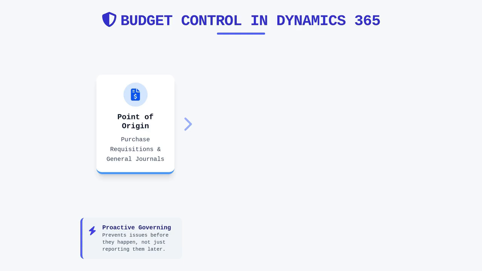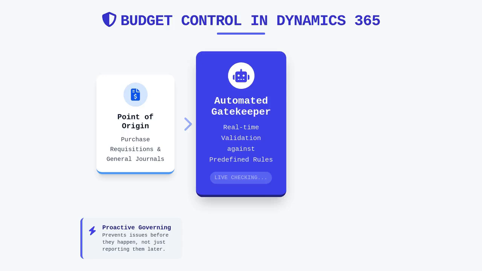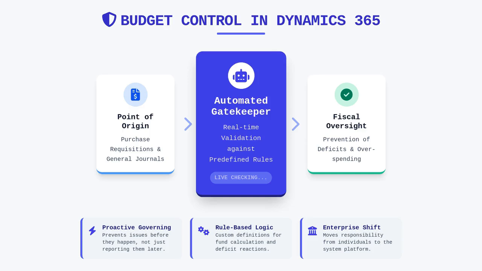You should perceive this as an automated gatekeeper that operates across the procurement and journal entry workflows. By defining specific budget control rules, you determine how the system calculates available funds and how it should react when a transaction threatens to push an account into a deficit. The core objective is to shift the fiscal responsibility from individual departments to the platform itself, thus providing a consistent layer of oversight across the entire enterprise.